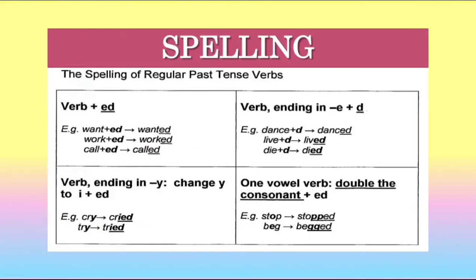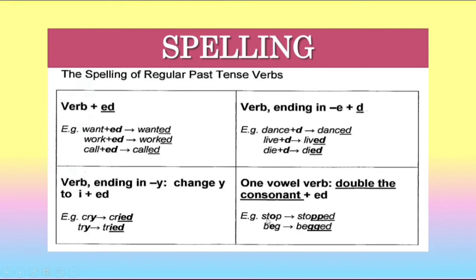Now children, when we form the past tense of the verb, we need to take care of the spelling. There are different ways of forming the past tense. The first case is, to the regular verb, we add ed. For example, want becomes wanted. We just add ed. Work becomes worked. Call becomes called. Another case is, for verbs ending in e, we just add the d. That is, dance becomes danced. Live becomes lived. Die becomes died. Now verbs ending in y, we change the y into an i and then add ed. So cry becomes cried. Try becomes tried.